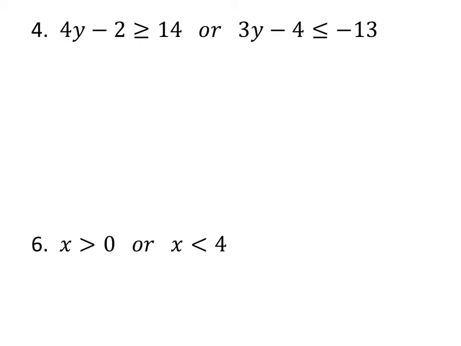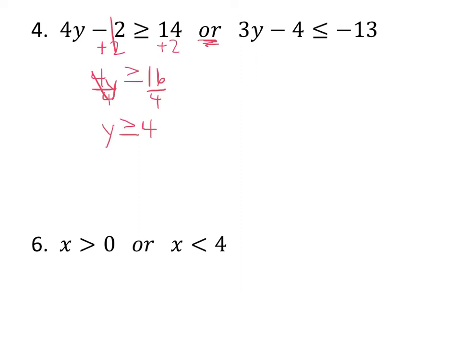Number 4. Notice from the very beginning that this is an or statement. So let's go ahead and solve each one of them separately. In the first one, we're going to add 2 to both sides. We have 4y is greater than or equal to 16. We're going to divide both sides by 4. So y is greater than or equal to 4. I didn't have to flip my inequality because I did not divide by a negative.